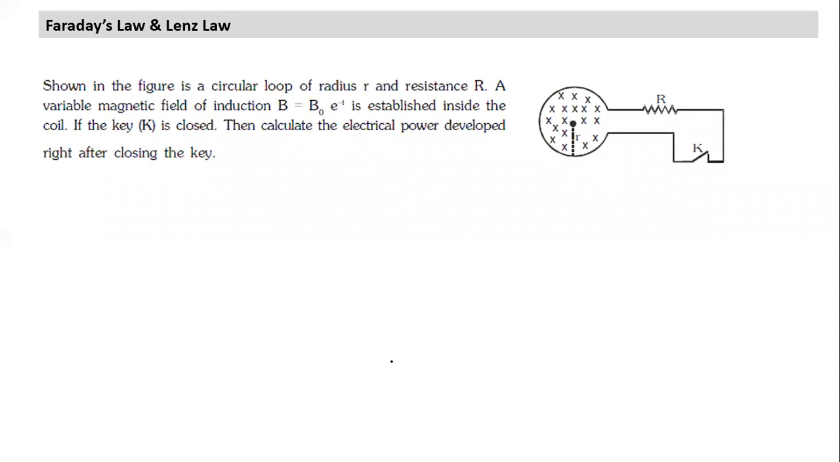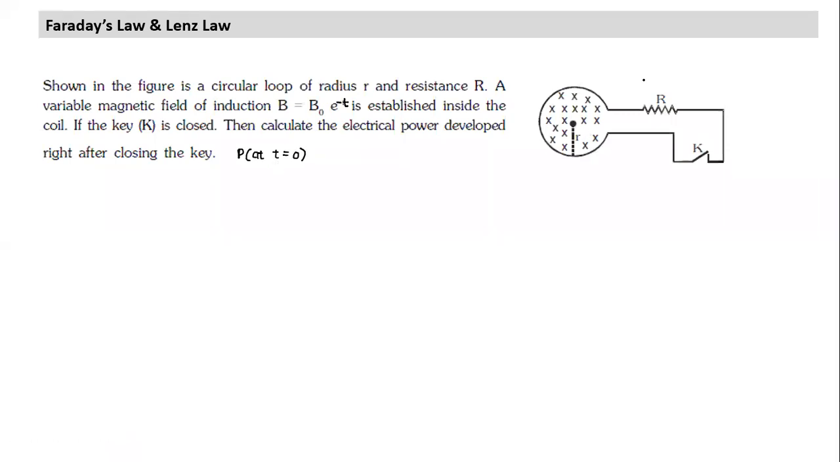Let's look at this question. Circular loop of radius r, resistance is R. The circular wire forms a complete loop. And variable magnetic field induction B is equal to B naught e raised to power minus t, established inside the coil. And we have to calculate what is the electric power developed right after closing the switch. Basically, we need to calculate power at time t is equal to 0.